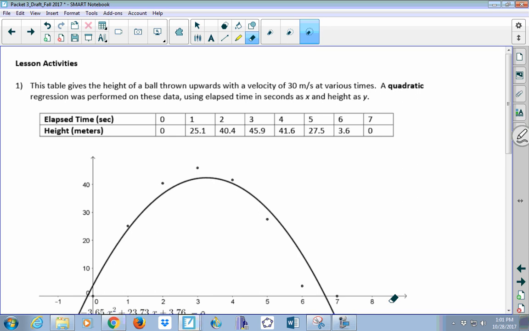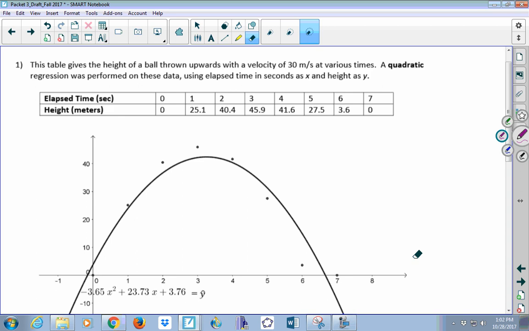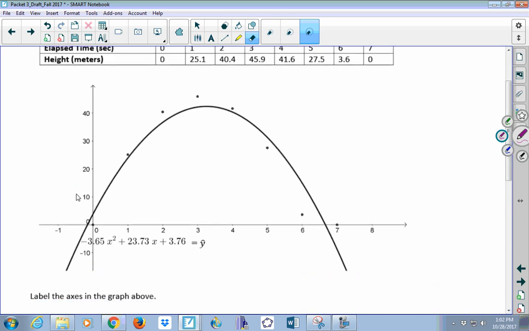The first activity has us looking at some data about a ball that's been thrown upwards with a velocity of 30 meters per second. We're looking at the height of the ball at various times. So quadratic regression was performed using our calculator or Geogebra. And we're using time in seconds as our x variable, which is our independent variable, and the height, y, in meters as our dependent variable.